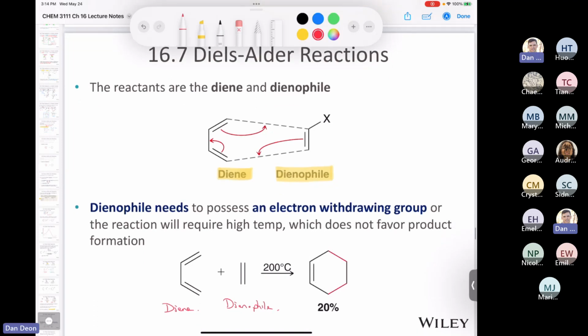And if you take a look at this reaction here, this is 1,3-butadiene. We talked about this molecule. This is ethylene. If you crank those up to 200 degrees Celsius, you get cyclohexene, but it's a pretty low yielding reaction. I mean, 20%, that's not very good. That's not super synthetically useful. And so in order to get the Diels-Alder to be a really useful, effective reaction, you've got to have some kind of electron withdrawing group.